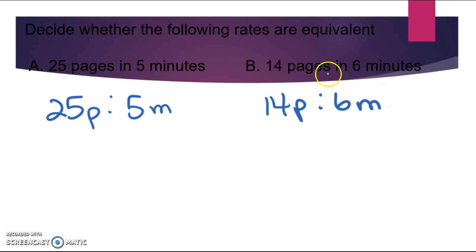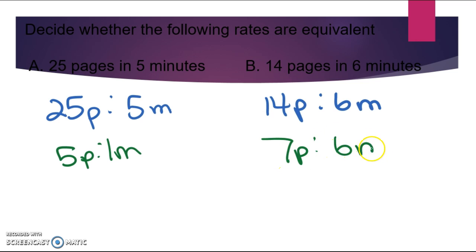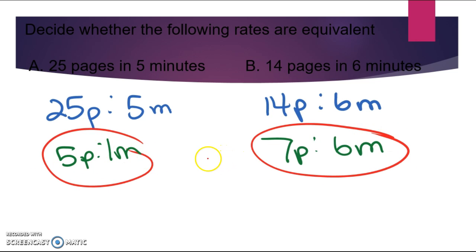So you might be able to kind of tell the answer without looking at it, but the way that I'm going to do it is I'm going to simplify both of these rates as far down as I can. So this one simplifies down into 5 pages per minute, and this one simplifies down into 7 pages for 3 minutes. So since they don't simplify into the same thing, because this one's 5 per minute and this one's 7 pages per 3 minutes, we're going to say that they are not equivalent.